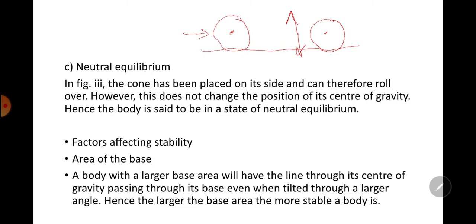Factors affecting stability. Area of the base will affect the stability. A body with a larger base area will have the line through its center of gravity passing through its base even when tilted through a larger angle. Hence, the larger the base area, the more will be the stability.